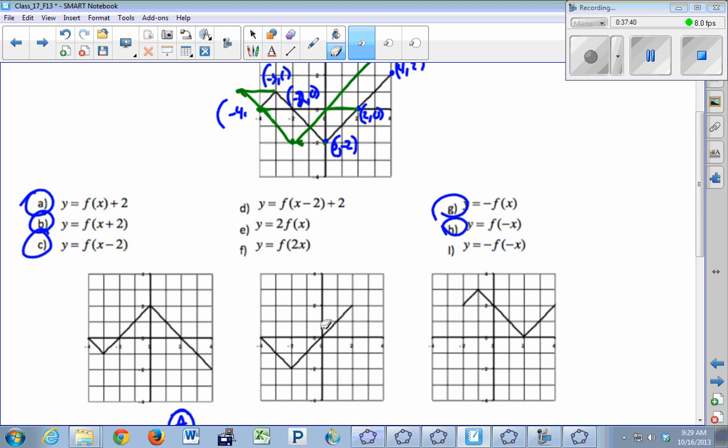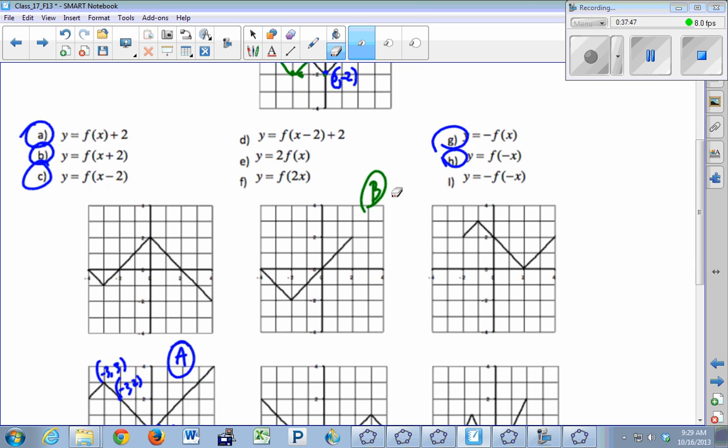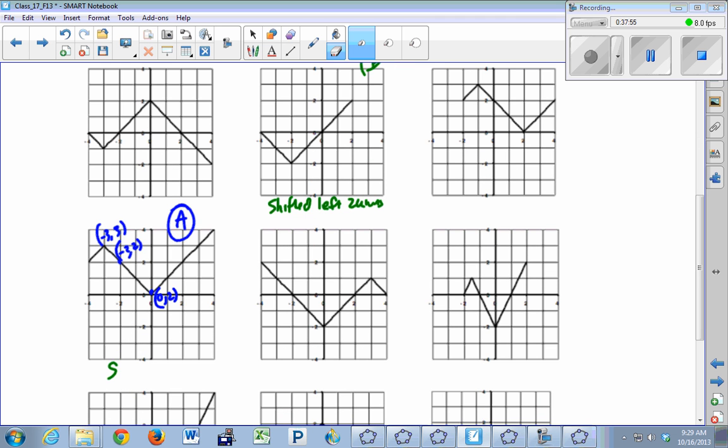Right here, B. Everything has shifted left. This entire black function has just moved to the left. So this has shifted left 2 units. This has shifted up 2 units. Okay?